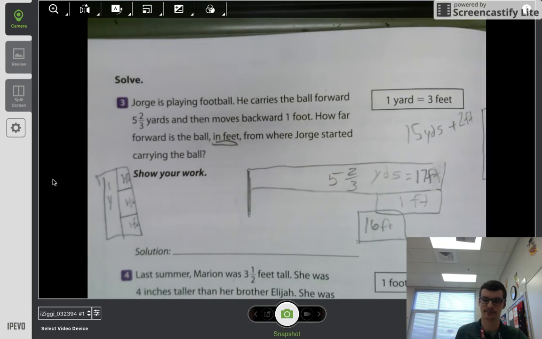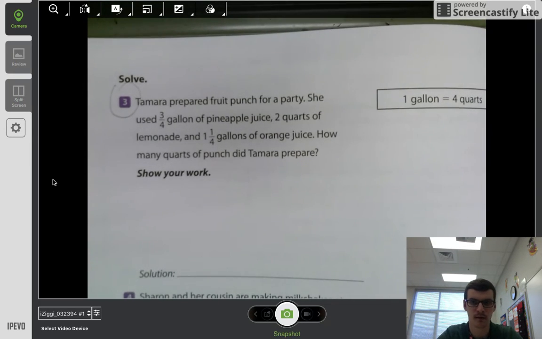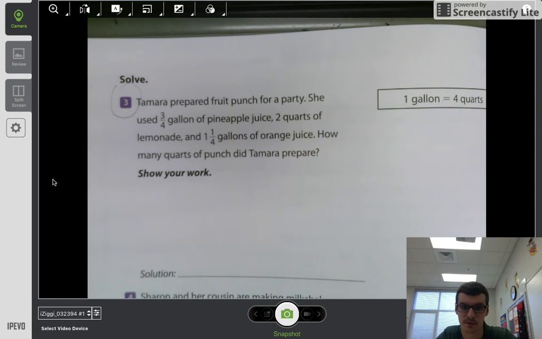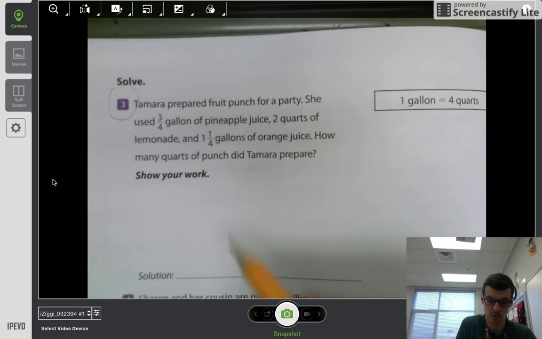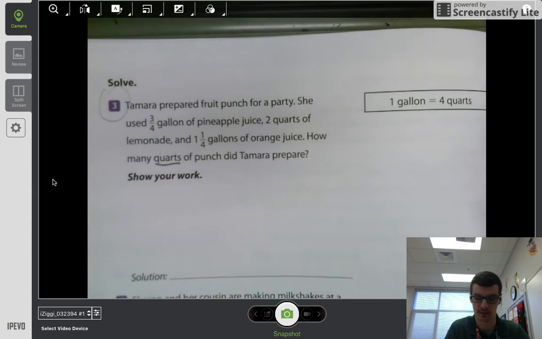Okay, and the last one. Tamara prepared fruit punch for a party. She used 3/4 gallon of pineapple juice, 2 quarts of lemonade, and 1 1/4 gallon of orange juice. How many quarts of punch did Tamara prepare? How many quarts? So we want our final answer to be in quarts.